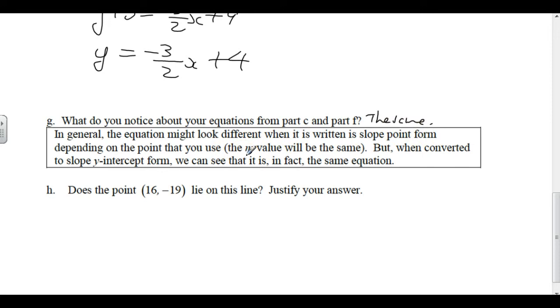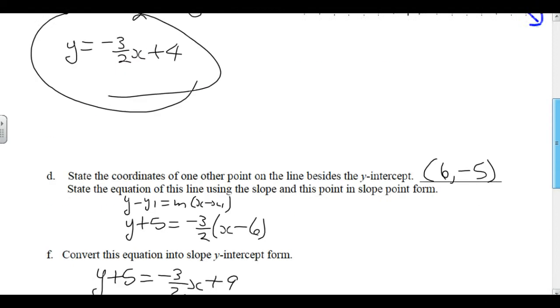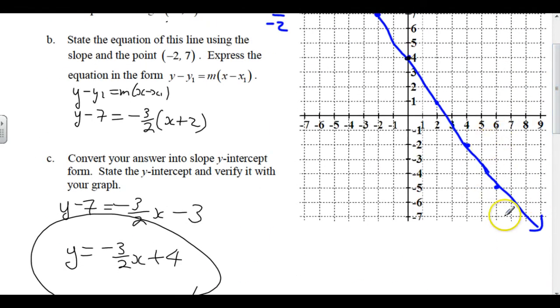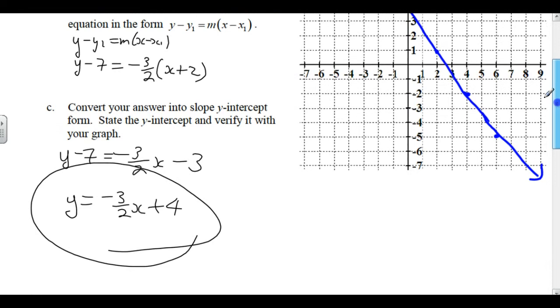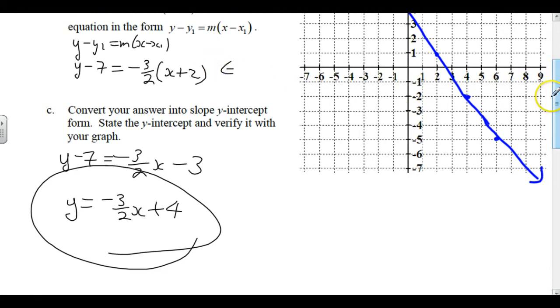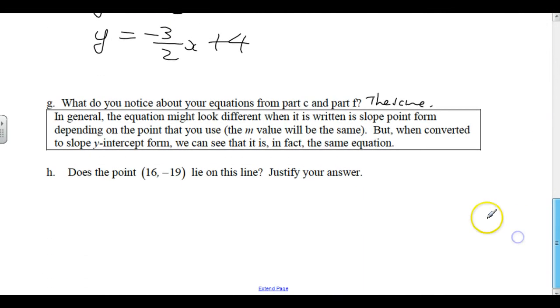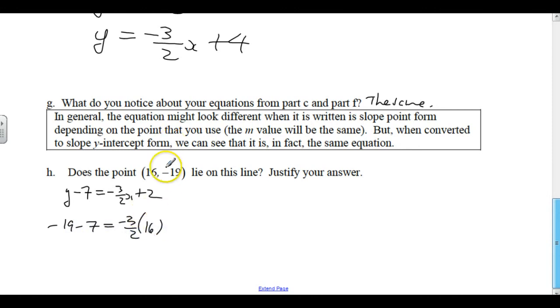Does the point (16, -19) lie on this line? Maybe. Okay, how would we tell? Well, we can plug (16, -19) into any of the forms of the equation we have. So let's start with this and see what happens. We've got y minus 7 is negative 3 halves (x plus 2). Now, what I should get is a true statement. If I put in negative 19, and we put 16 in here, or 16 over 1, plus 2.